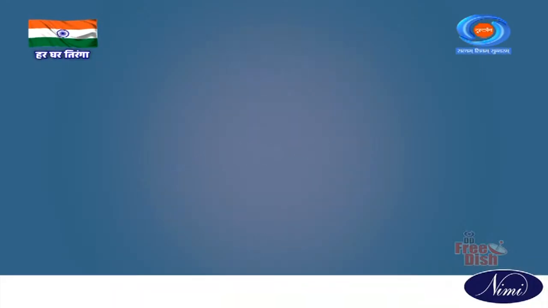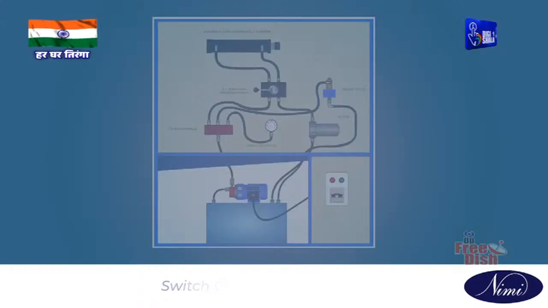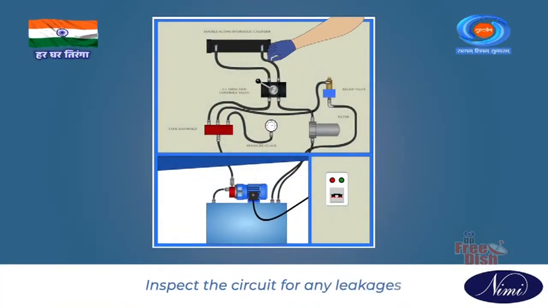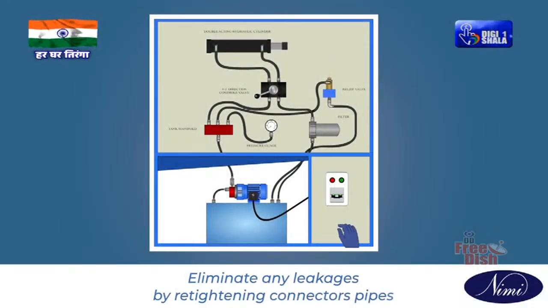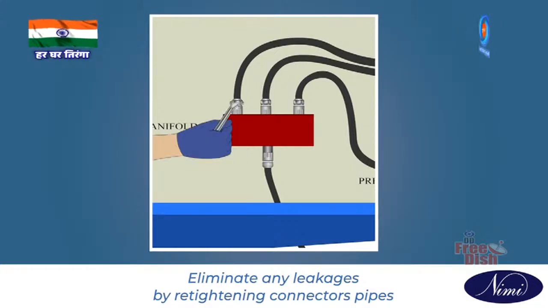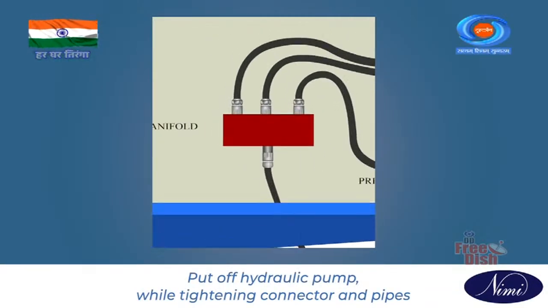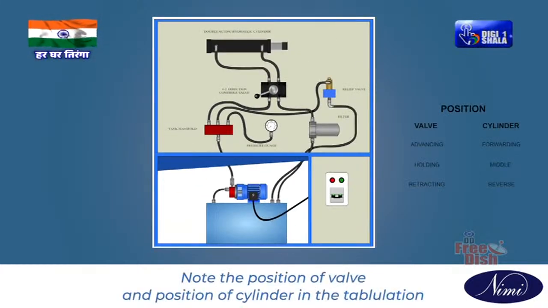Step 5. Get the approval of your instructor before switching on hydraulic pump. Step 6. Switch on the hydraulic pump. Step 7. Inspect the circuit for any leakages. Step 8. Eliminate any leakages by retightening connectors and pipes. Step 9. Put off hydraulic pump while tightening connectors and pipes. Note the position of valve and position of cylinder in the tabulation.